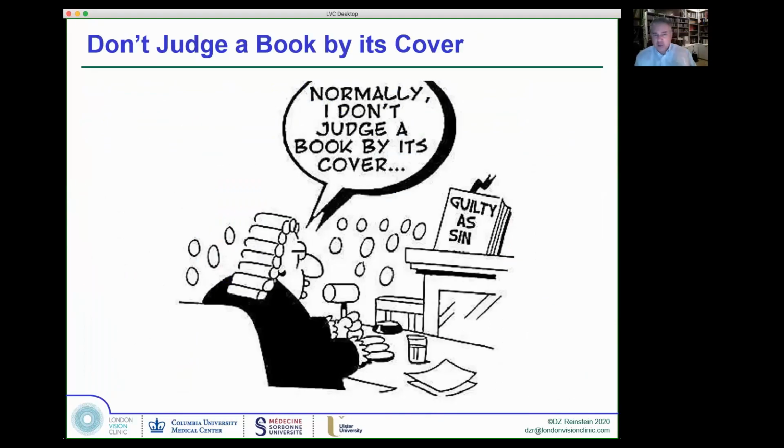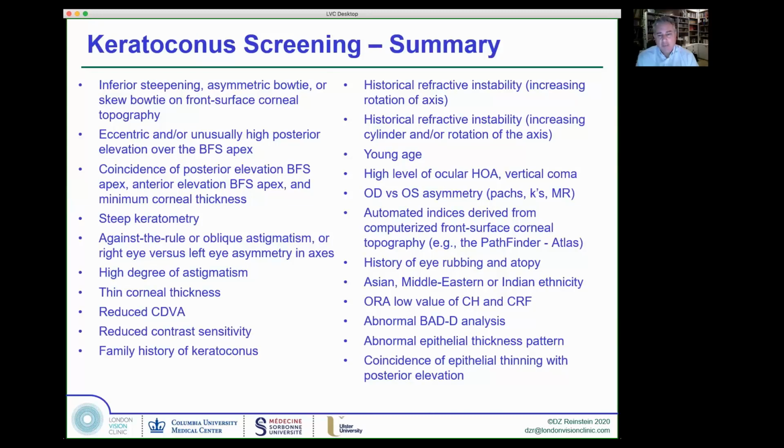So, the concept of not judging keratoconus just from the surface, I think I've hammered that pretty severely. And let me just finish with this slide, which came from the late 90s when I was devising clinical protocols for keratoconus screening. And the fact is that there's a myriad of elements that you want to take into account when you're screening for keratoconus.